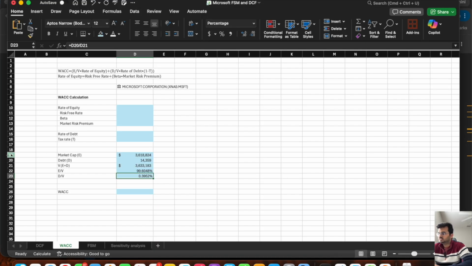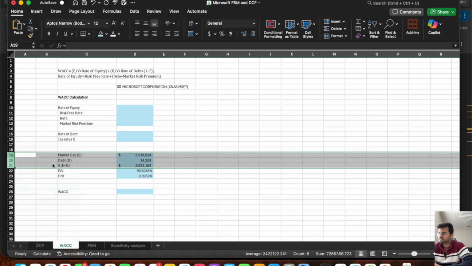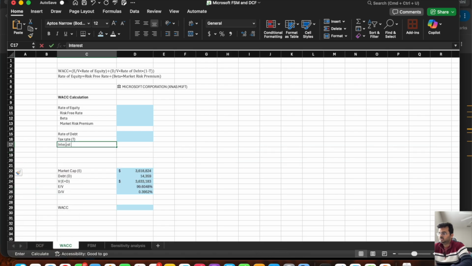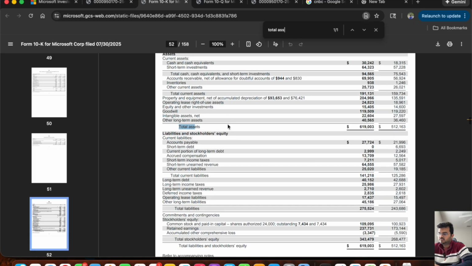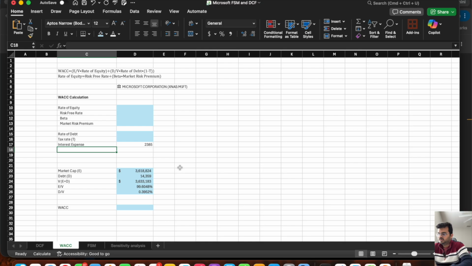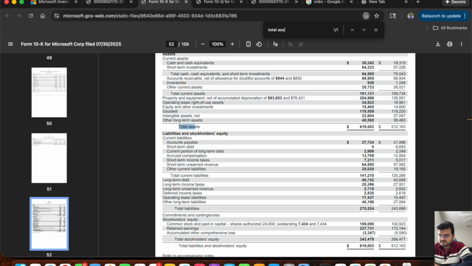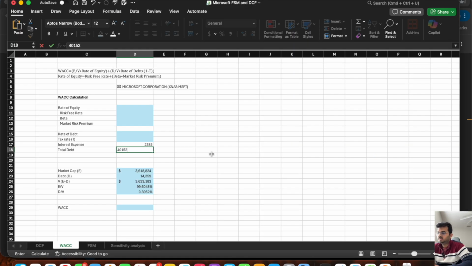So what I will do is I will add a few more lines here. Interest expense is 2385. Then I will go and figure out the total debt they have. So the debt they have is, long term debt is 40152. Then in short term they have 2999, plus 2999 will just equal the total.